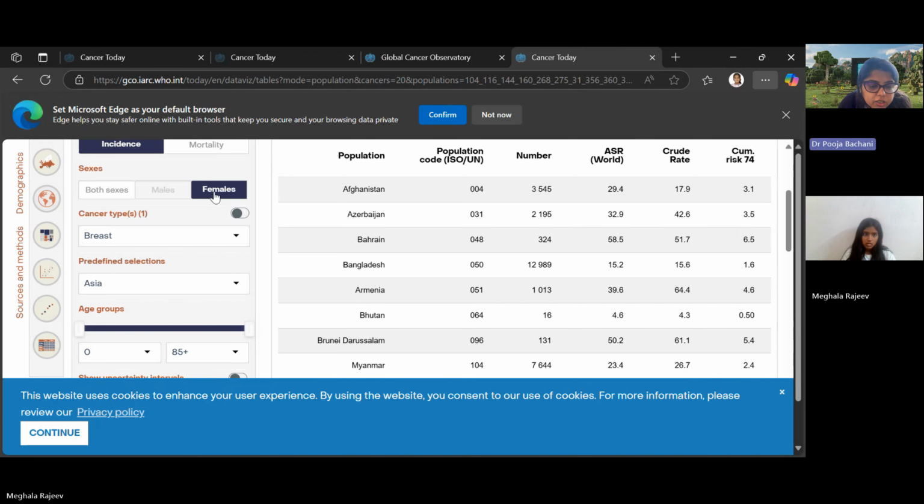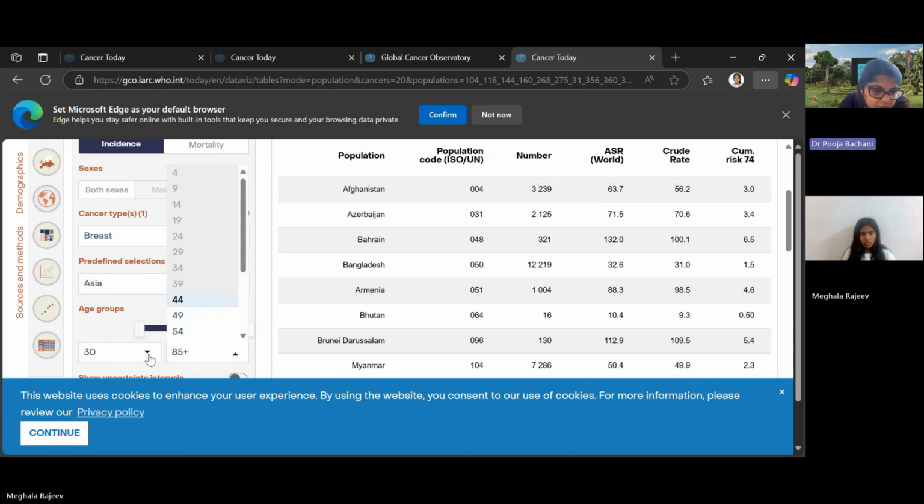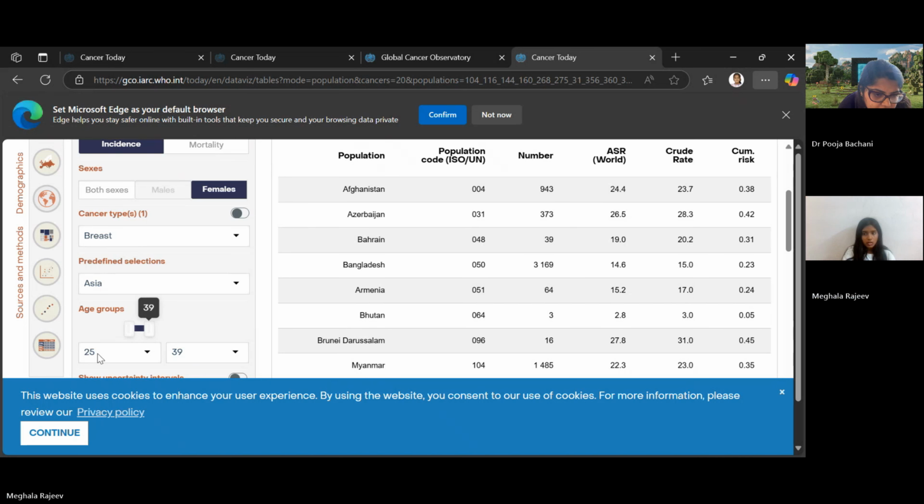From 30 to 40. Sorry, 20 to 30 to 39, 40 to 49, 50 to 59. Wait, can you decrease that manually? So no, go mark it as 30. Okay, I think they have given the specific one. So for example, if you see Asia here, can I see India here?